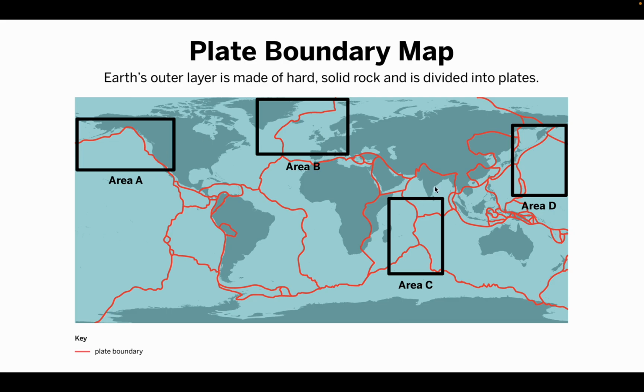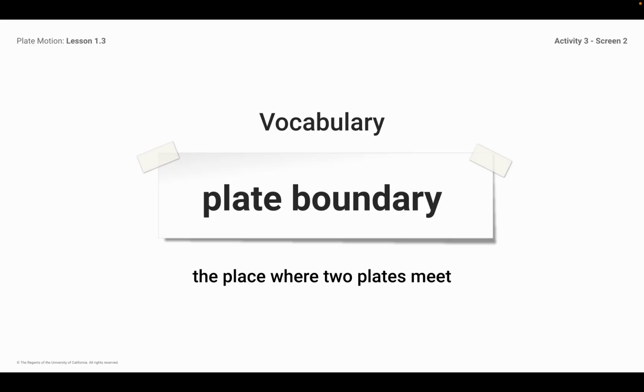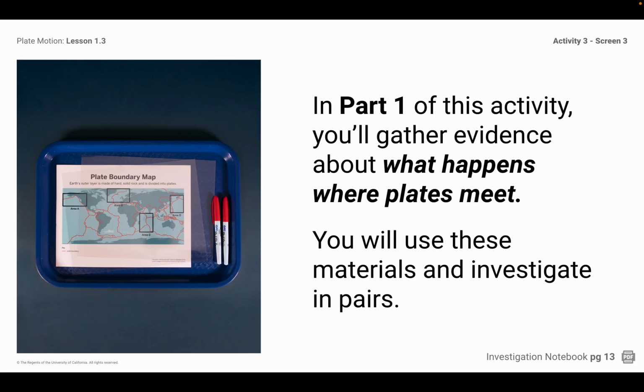So look over here in Area D. Lots and lots of plates in this area, and they're very small. So it's not an equally divided cracking or division of Earth's outer layer. It's different and it's diversified. So remember, we talked about plate boundaries yesterday. They were the lime green lines in your computer simulation. And the definition of plate boundary is the place where two plates meet.